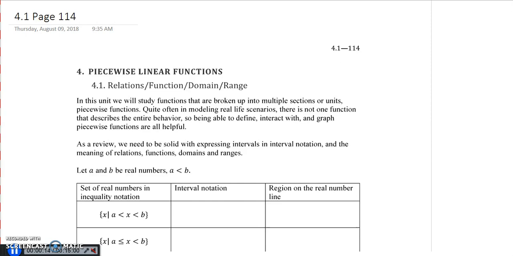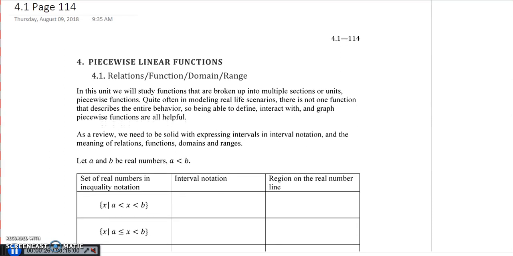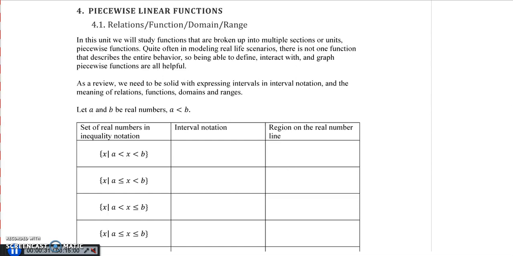And the other thing that we're going to look at is interval notation, which is what we're going to start with, kind of build our basis for this unit. So we're starting on page 114 of our book. Okay, it's going to be Unit 4. And so we're going to just start off with some quick relations, functions, all those things.